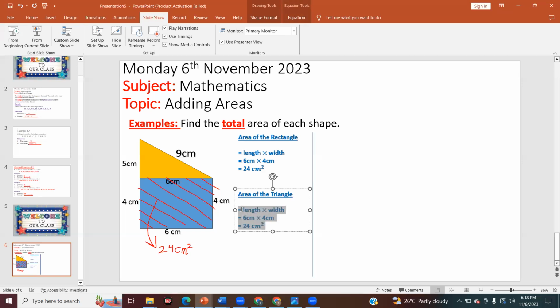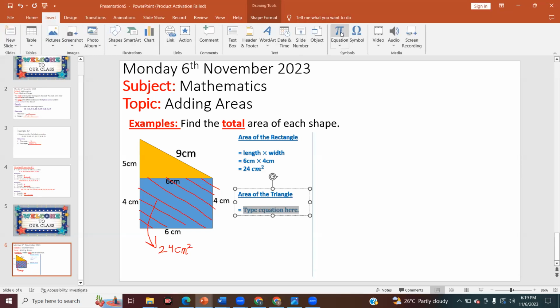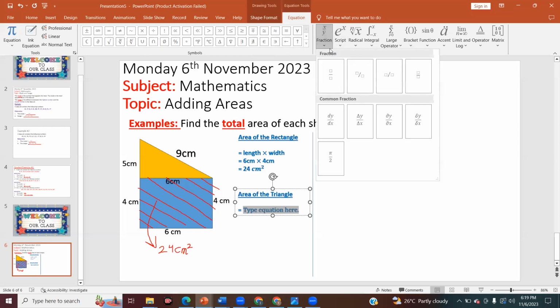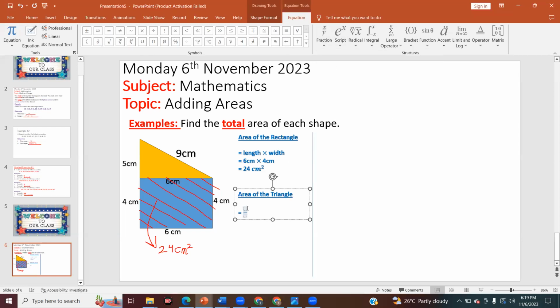So the area of the triangle. Does anyone remember the formula for the area of a triangle? Base times height, divided by 2. Very good. So base times height, divided by what? Divided by 2. Good.